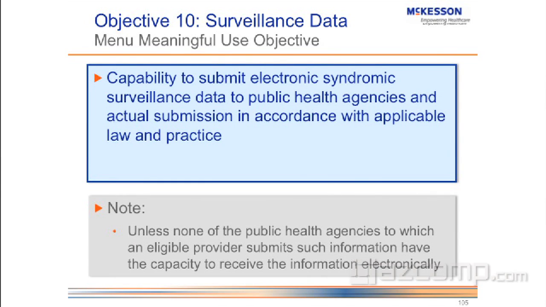Here's the surveillance data. So this is another one that you might have to do, it might be a required one, is the capability to submit electronic syndromic surveillance data to public health agencies and actual submission in accordance with applicable law and practice. And then read again the note, unless none of the public agencies to which an eligible provider submits such information have the capacity. So again, if the regional area that you're going to be submitting this information to is not ready yet, then you qualify.